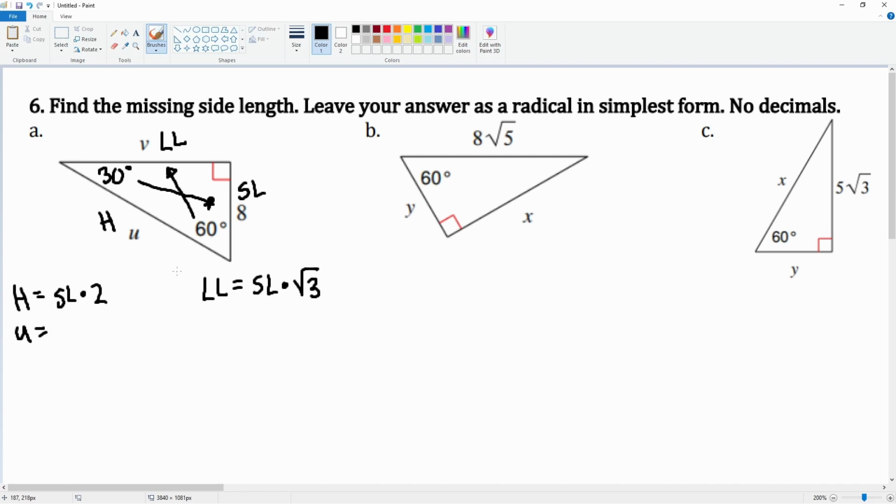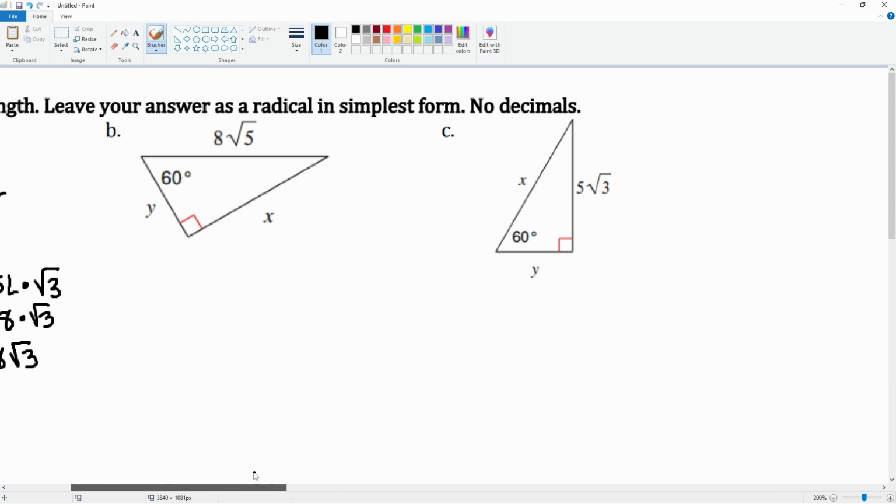Hypotenuse is U. Do we know the short leg? Yep, we know that is 8, times 2. So U is equal to 16. The long leg was the letter V. Do we know the short leg? Yep, the short leg was 8, times radical 3, so V can just be 8 radical 3. All right, there you go.